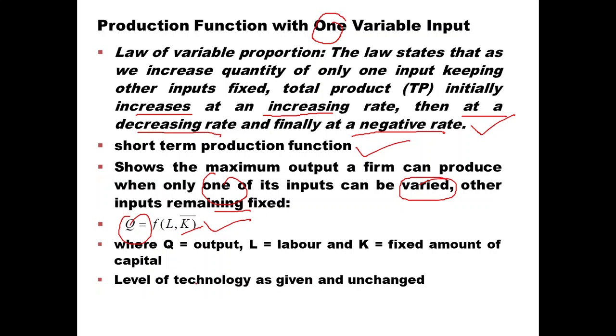And one more assumption is that the level of technology is given and unchanged. The level of technology cannot change every day, cannot change every month. So in a short period, which in economics we assume as a period of up to one year, the technology remains constant or unchanged. Though in some sectors, maybe the IT industry, you find that technology is changing very frequently, maybe monthly or even at times weekly. But for the sake of simplicity and in general, you can assume technology as constant.